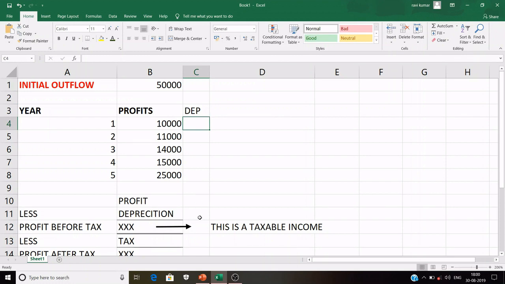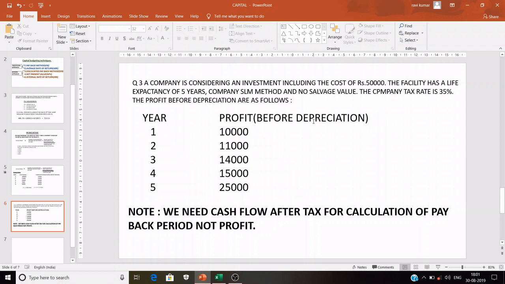Let's look at the question again. In this question, the rate of depreciation is not mentioned, but it is mentioned that the company uses the SLM method for depreciation. What is the SLM method? SLM method is the straight line method. Because the company uses the SLM method, we can find depreciation by the formula of cost minus scrap divided by number of years. I hope you know this formula already, that we can calculate the depreciation if the depreciation method is SLM by cost minus scrap divided by number of years.